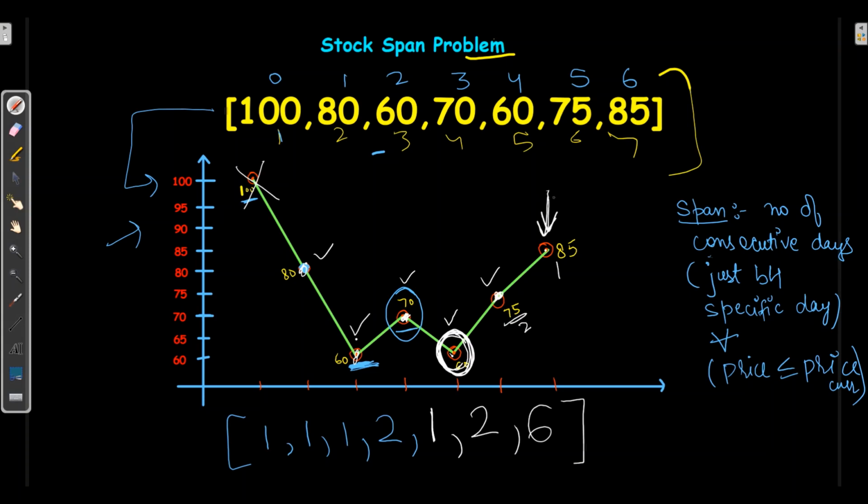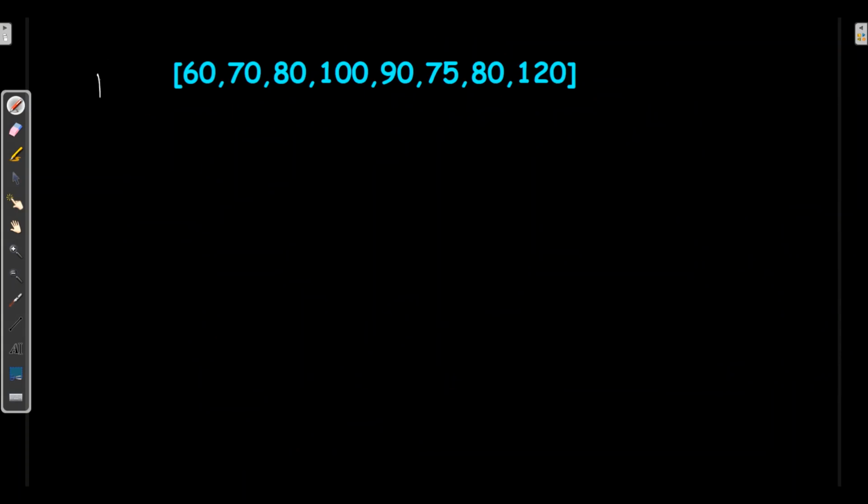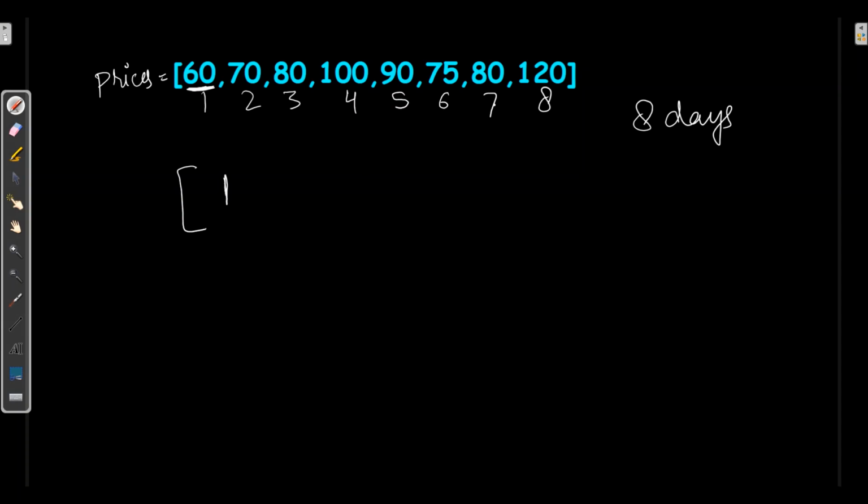Let's understand this with one more example where I have these prices of stock. Let's regard it as prices. Here they are for 1, 2, 3, 4, 5, 6, 7, 8 days. Here we have a series of 8 daily stock prices, and we need to calculate the span of stock prices for all 8 days. Let's see how. Now for the first, I don't have any data just before that current day. So here I will take it as 1 span.